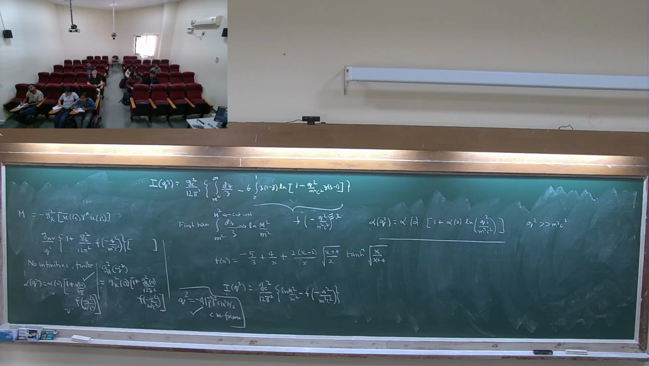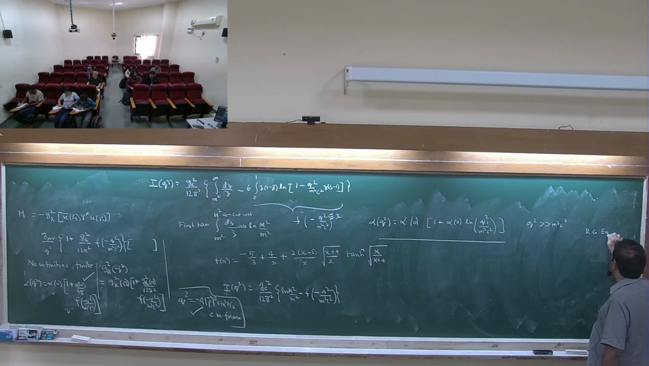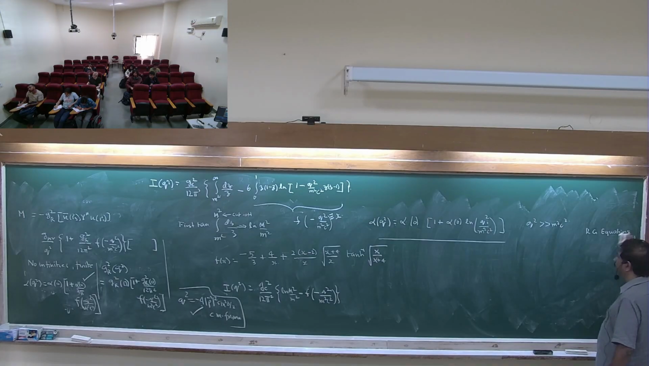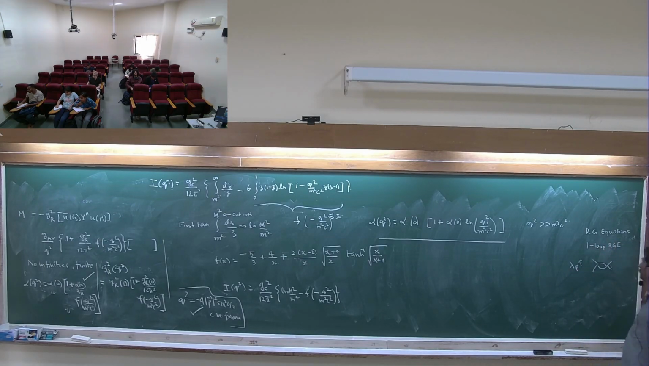Some of you say you haven't done QFT or QFT1, QFT2. You have come across renormalization group equations. One loop RGE. Give me any example of one loop RGE that you have seen in any course. What about lambda phi to the 4? Lambda phi to the 4 theory. So this is plus s going to t and s going to u. You must have come across this, no?